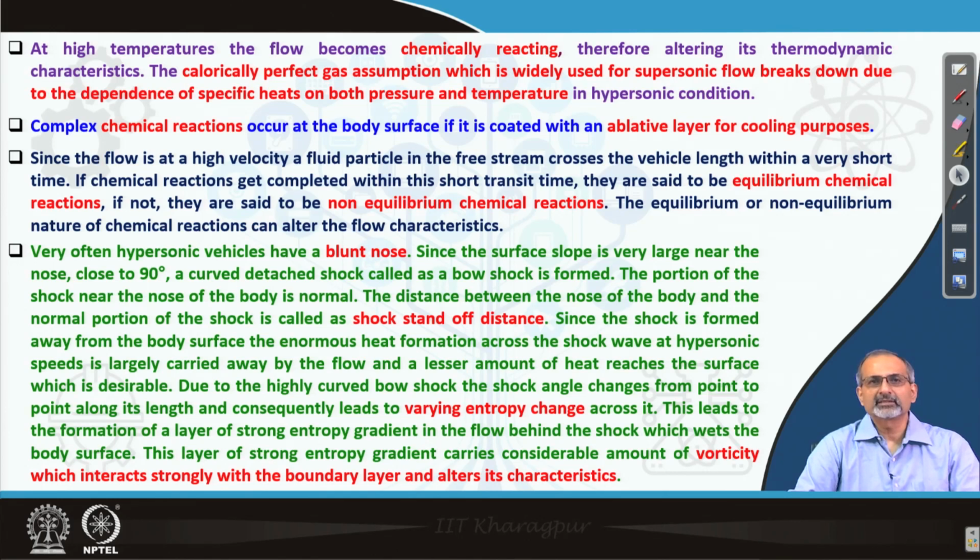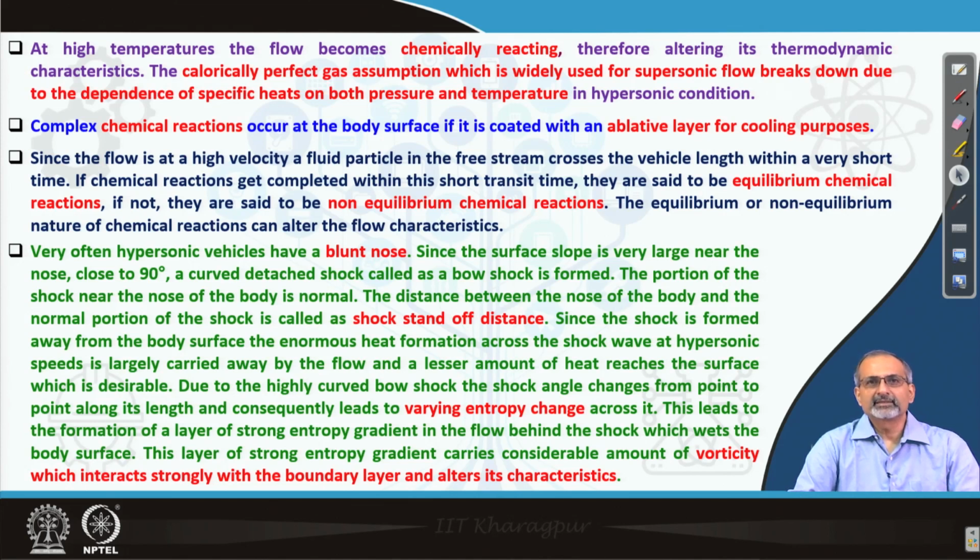Complex chemical reactions occur at the body surface if it is coated with an ablative layer for cooling purposes, and that makes it more complicated in the sense that the air is already reacting at the very high temperatures that it is already at, in addition to the species which are produced due to the chemical reactions in the air. There are species added on to that due to the chemical reactions in the ablative layer. Since the flow is at a high velocity, a fluid particle in the free stream crosses the vehicle length within a very short time.